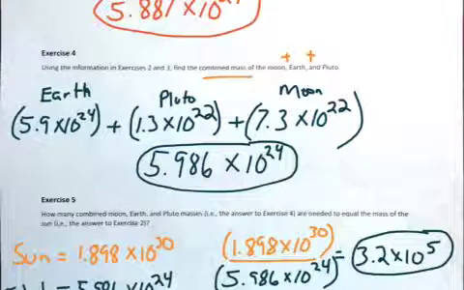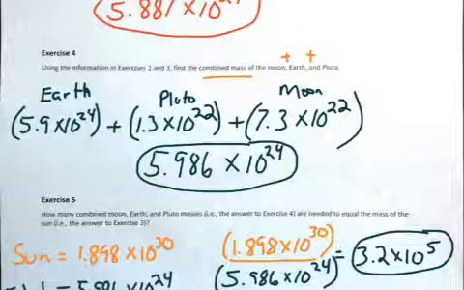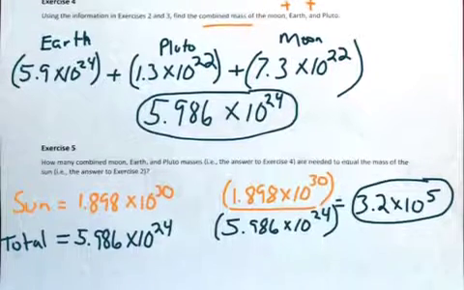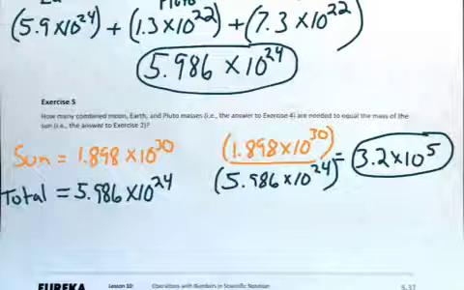Let's focus on Earth, Pluto, and Moon right now. So again, we got Earth, Pluto, and Moon. Add up all three of those items. We get 5.986 times 10 to the 24th power. Okay, and then the last one. How many combined Moon, Earth, and Pluto masses are needed to equal the mass of the Sun?